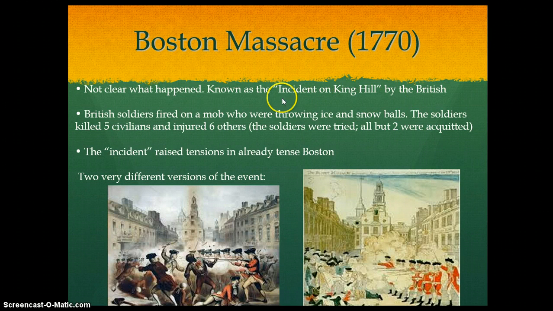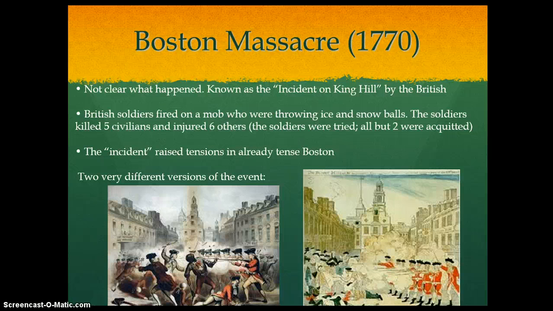What we do know is that British soldiers fired on a mob in downtown Boston who were throwing ice and snowballs at the troops. The soldiers actually killed 5 civilians and they injured 6 others. The soldiers went on trial for murder. All but 2 were acquitted, so all but 2 were found not guilty.